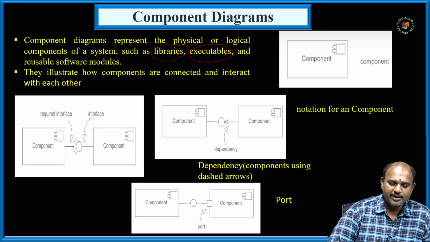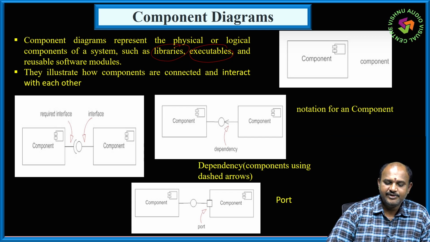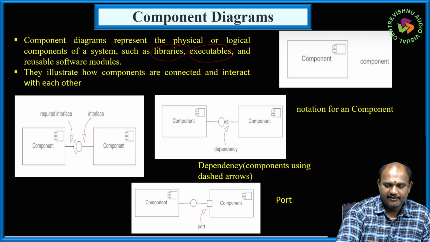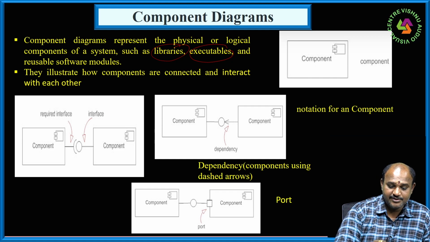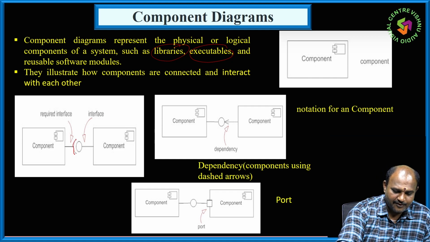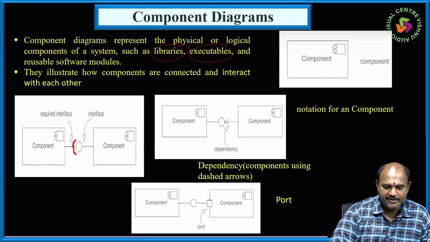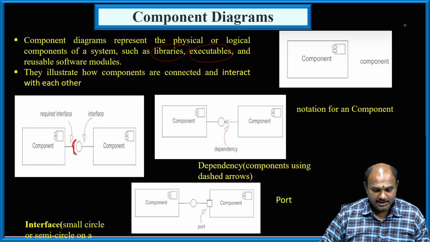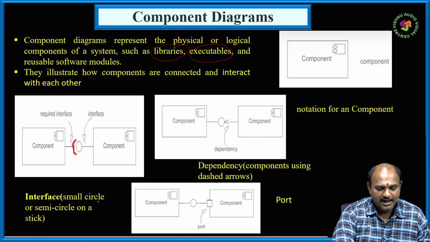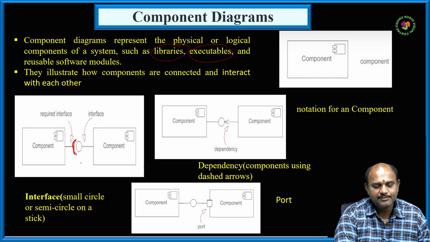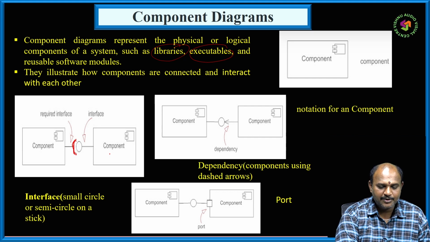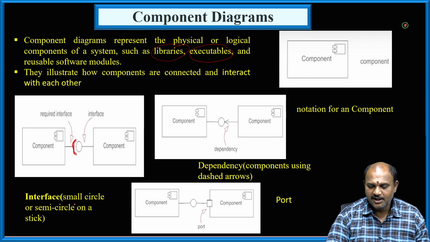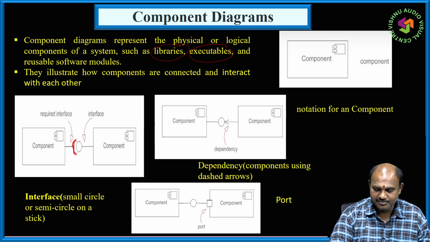Here we have interaction between the components. We require some interface. So you can use a circle. This is called an interface, represented with a small circle and semicircle. This indicates an interface between the two components. Between two components we have an interface, then we can use these symbols. Similarly, dependencies. We have used some dependencies.